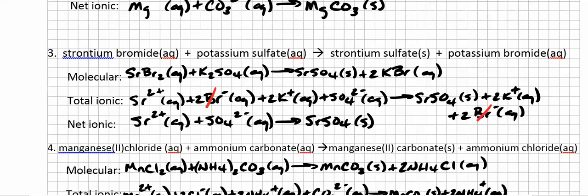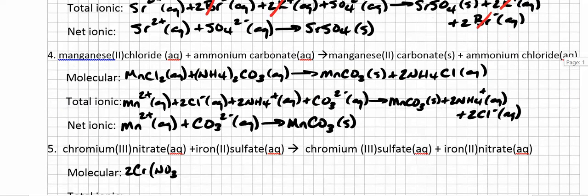But the other spectator ion is going to be potassium. So we're going to have potassium here, 2 potassiums here, and 2 potassiums here that will not show up in the net ionic equation because they're on both sides, so they are spectator ions. So we have Sr2+ then, plus SO4 2-, those are both aqueous, yielding SrSO4, that's a solid, and that is our net ionic equation. That's number 3. Let's look at number 4 now.